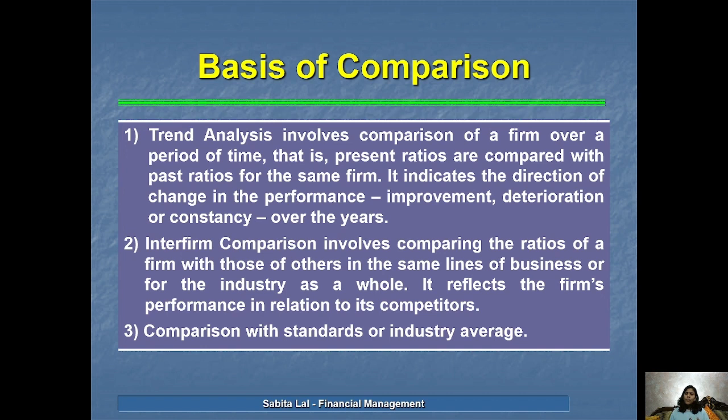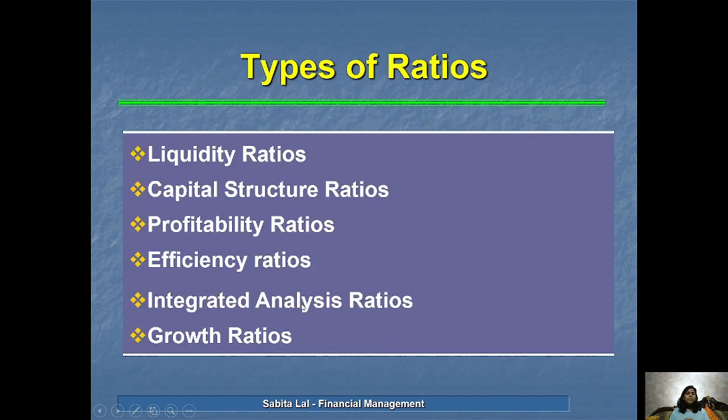Interfirm comparison involves comparing the ratios of a firm with those of others in the same line of business, or of the company as a whole. It reflects the firm's performance in relation to its competitors. So, common size income statement, comparative income statement, comparative balance sheet, common size balance sheet. There we are able to compare the company's data inside for 2 years, 3 years. So, comparison with standard or industry average.